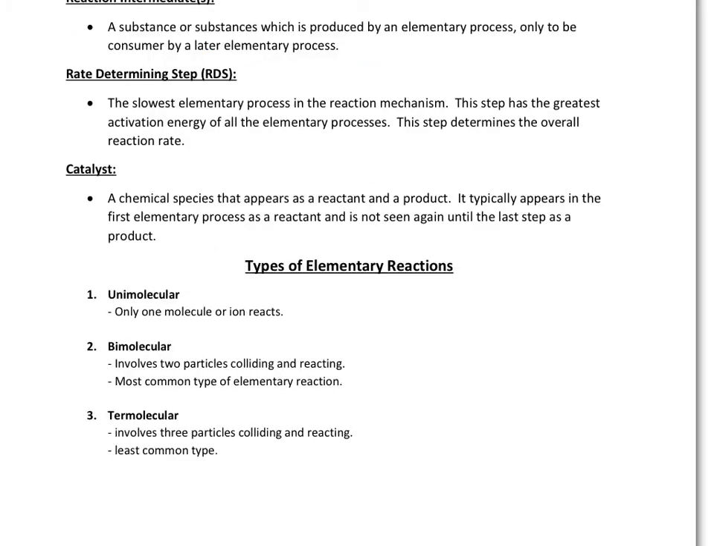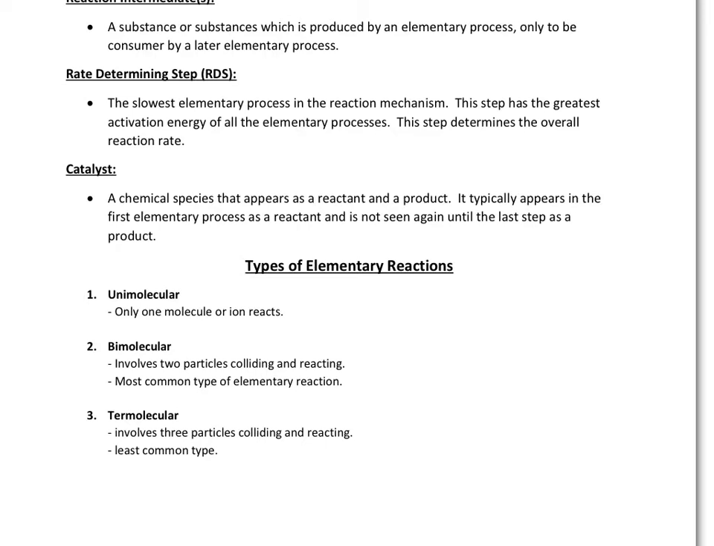A catalyst, as we learned in the last lesson, is a chemical species that appears as a reactant and a product. It typically appears in the very first elementary process as a reactant, since a catalyst is a substance that we add to a reaction in order to speed it up, and it's not seen again until the last step as a product. However, this is not always the case.